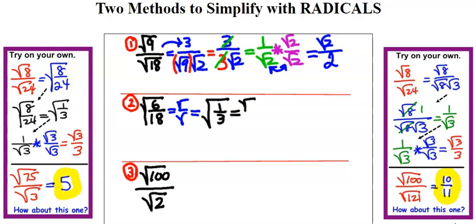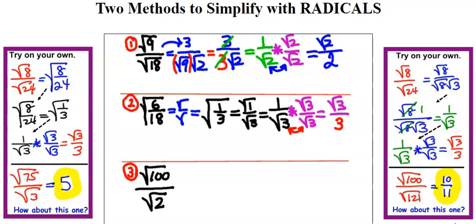Now, if we split this up into two radicals, we get 1 over radical 3, and we're back to our normal process of multiplying the top and bottom by radical 3. And as you can see, we get a fairly simple answer. Again, radical 3 times radical 3 is 3, and we've eliminated the radical in the denominator.